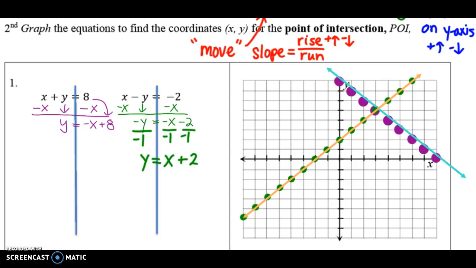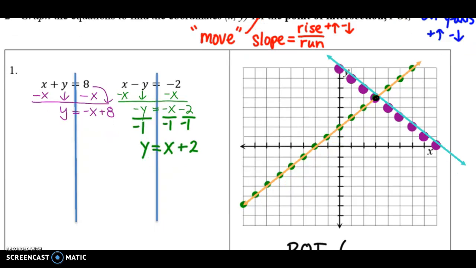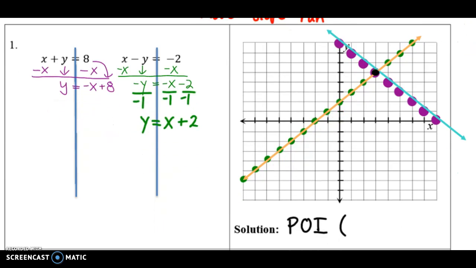I use my ruler or line tool to draw the line, and I can identify the point of intersection as positive 3 to the right. So I put 3, 5 because it's positive 5 up.